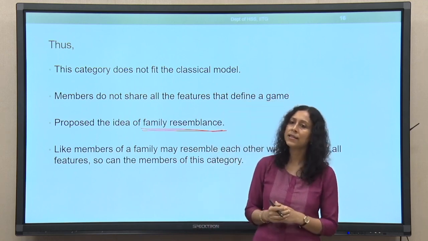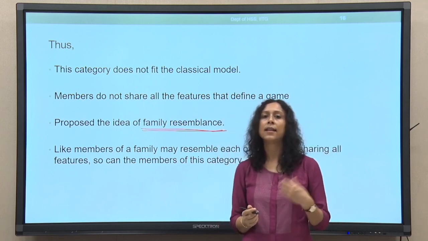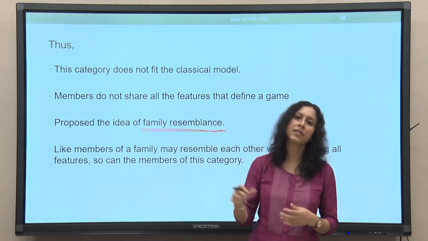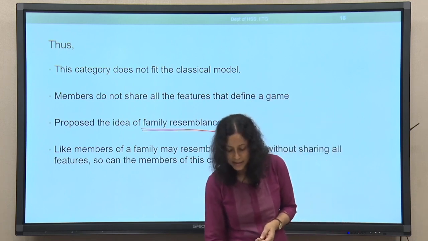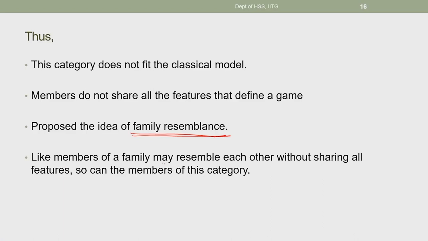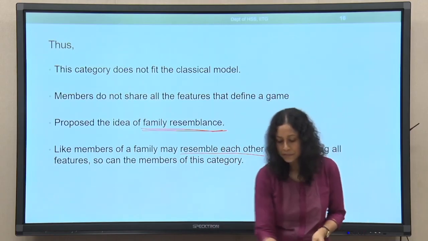So, family resemblance is a metaphor that Wittgenstein gave to understand categories like games. There might be some features that are shared, but not all features. So, the members of a family may resemble each other without sharing all the features. This is a very, very crucial point of departure that Wittgenstein made.